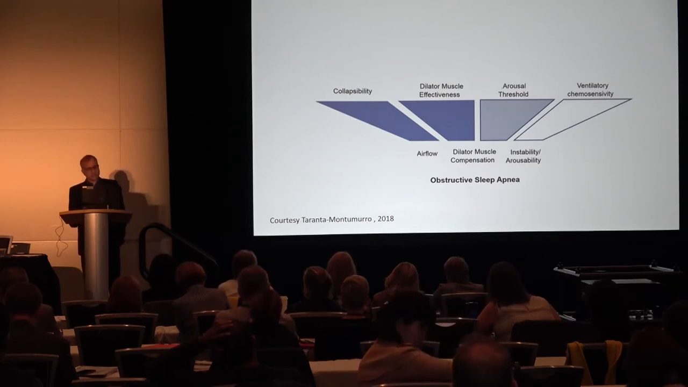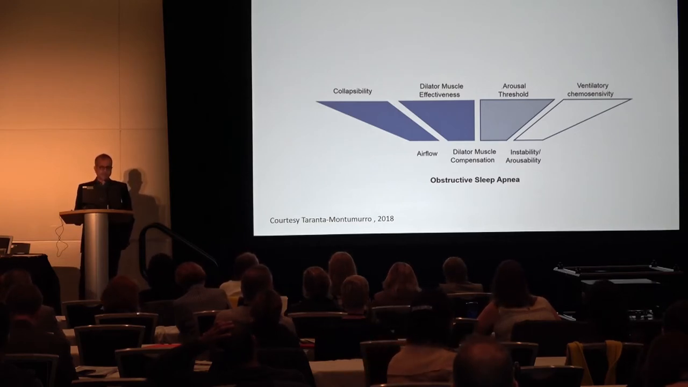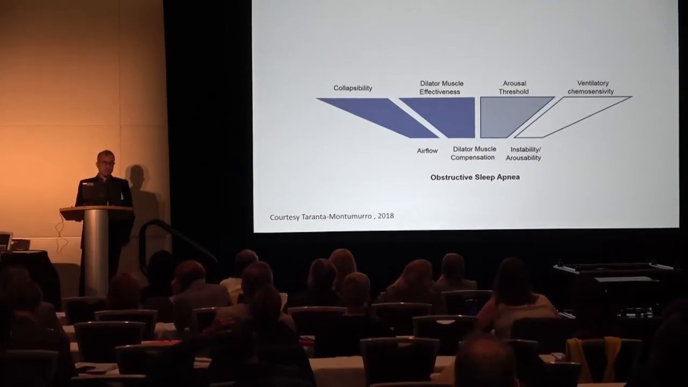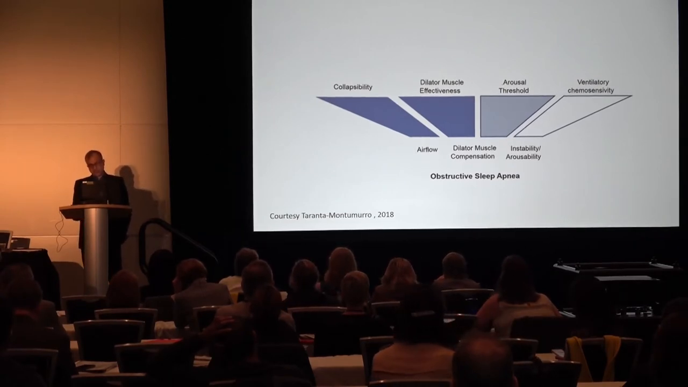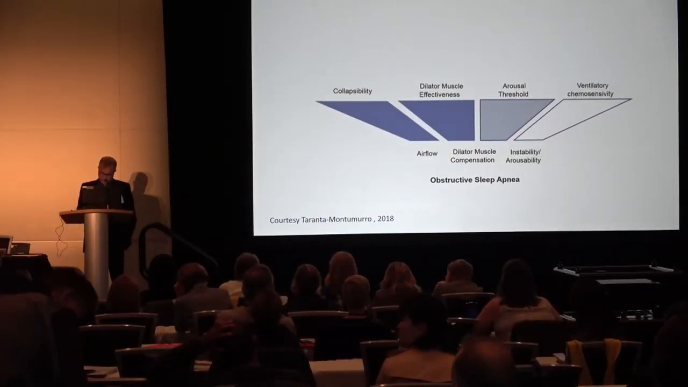This is the dilator muscle effectiveness. If it can compensate, it can increase the airflow; when there is poor muscle responsiveness, it can decrease the airflow during the obstruction. The arousal threshold and ventilatory chemosensitivity cause instability and arousability and make things worse.